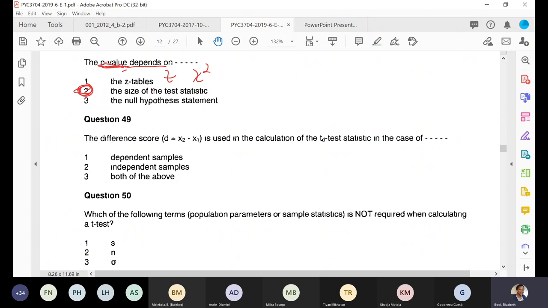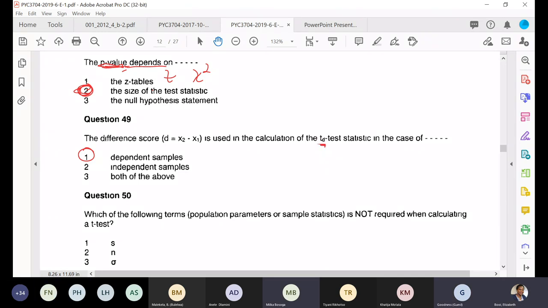The difference score, which is D, your mean or X2 minus X1, is used to calculate the t-test of difference in the case of one, two, or both. Number one. When we talk about the differences, it should be dependent samples. It means the before and after.